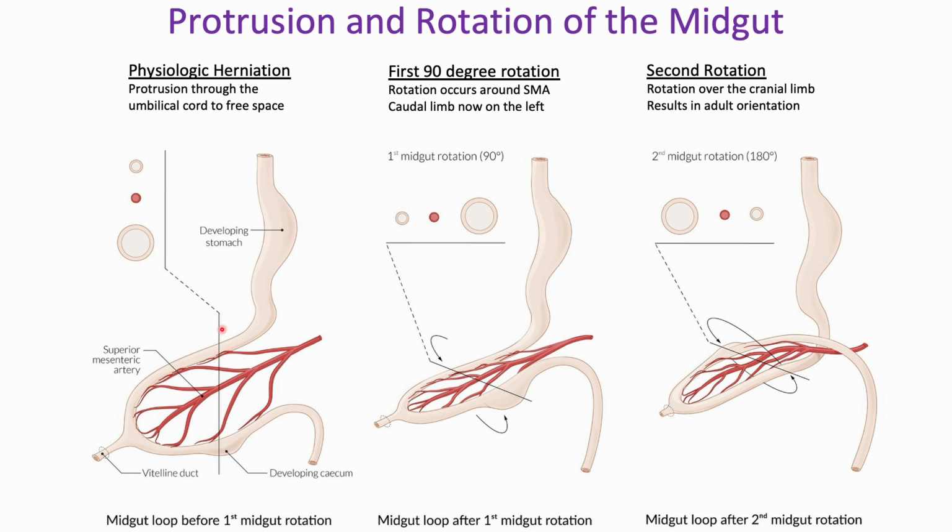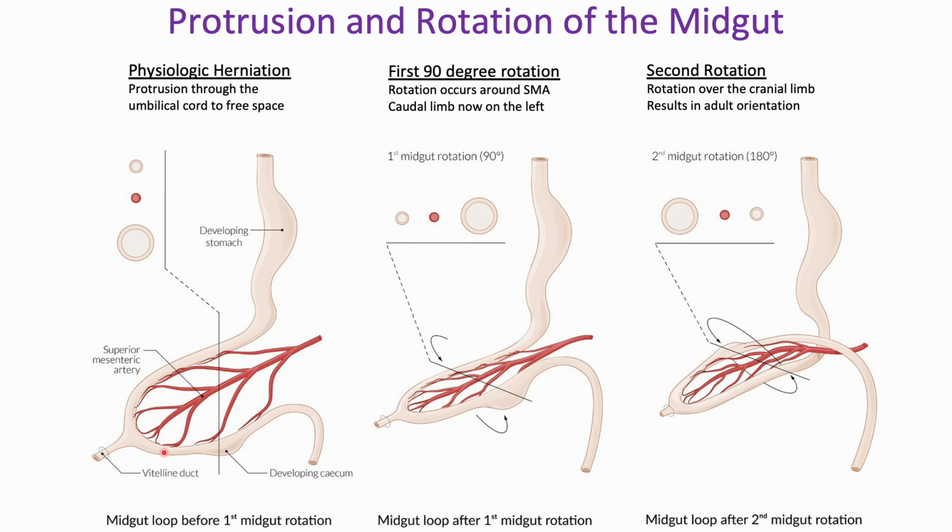And so we'll say that is happening in the region of this cross section. So you have protrusion out through the umbilical cord, and here we have the SMA, which is coming out and supplying the regions of the midgut, or the developing midgut. And initially, you're going to have a cranial portion. So this is going to be located superiorly, and you're going to have a caudal portion located inferiorly towards the rear of the developing embryo.